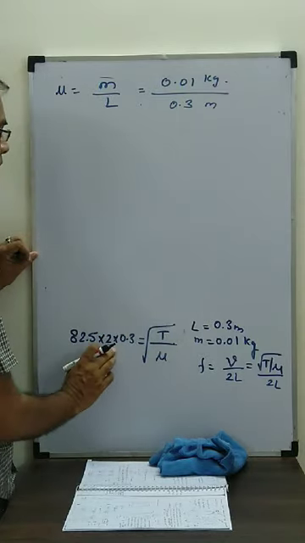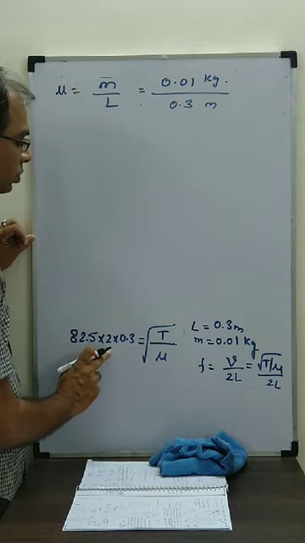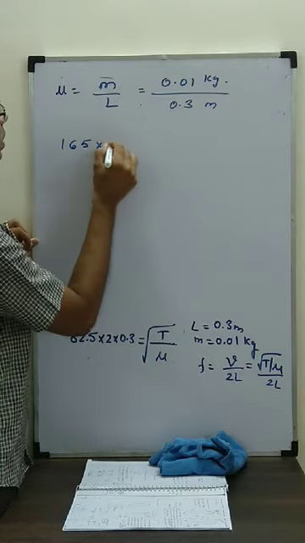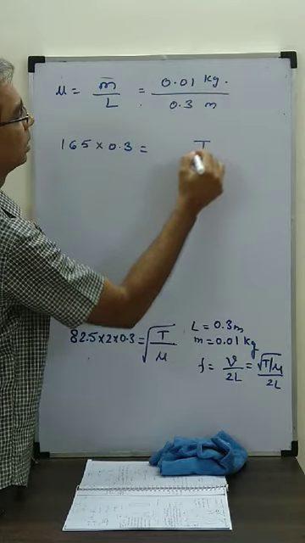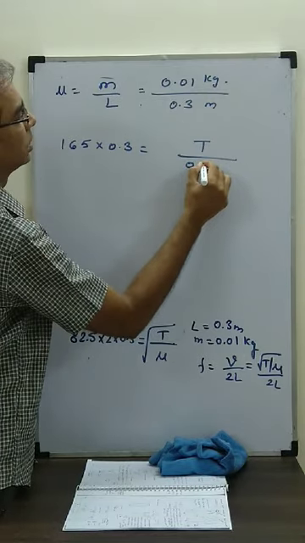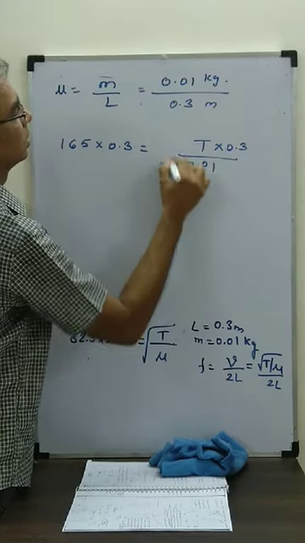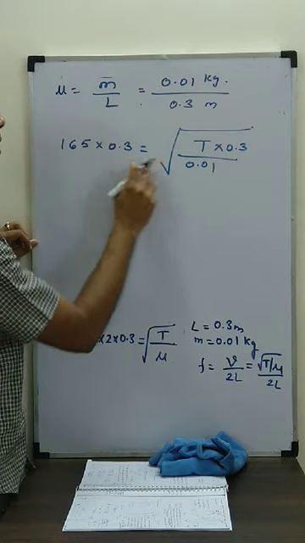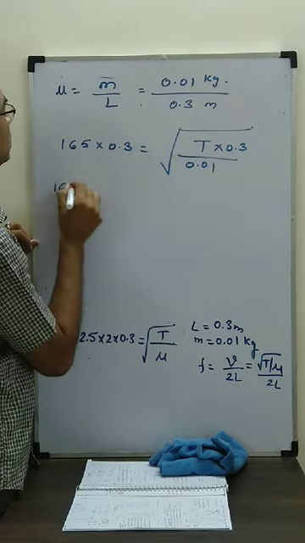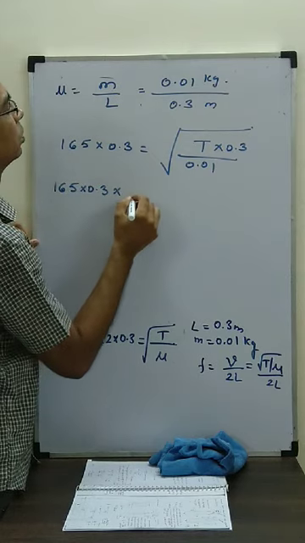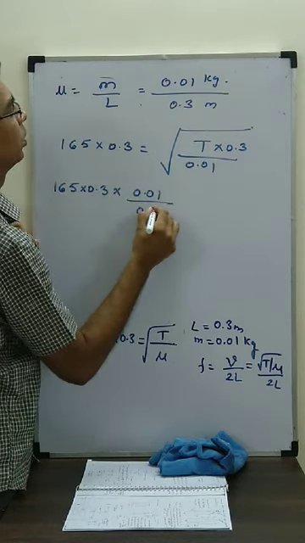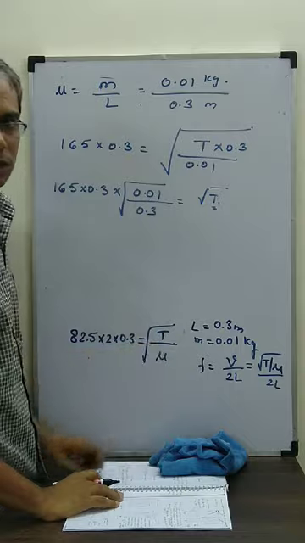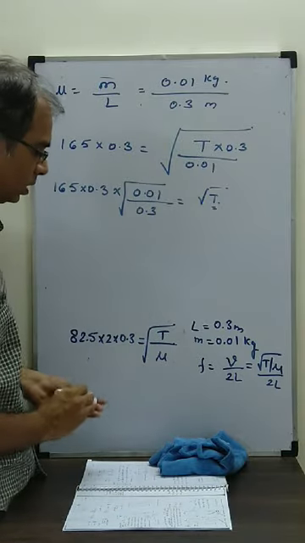Shift it over here. 82.5 into 2 means 165, into 0.3, equal to root of T by this value of mu, 0.01 by 0.3. Now we can solve this one to get the value of T. So it will be 165 into 0.3, into 0.01 by 0.3, square root. It's a calculation that you can solve easily. Now, that's our another question.